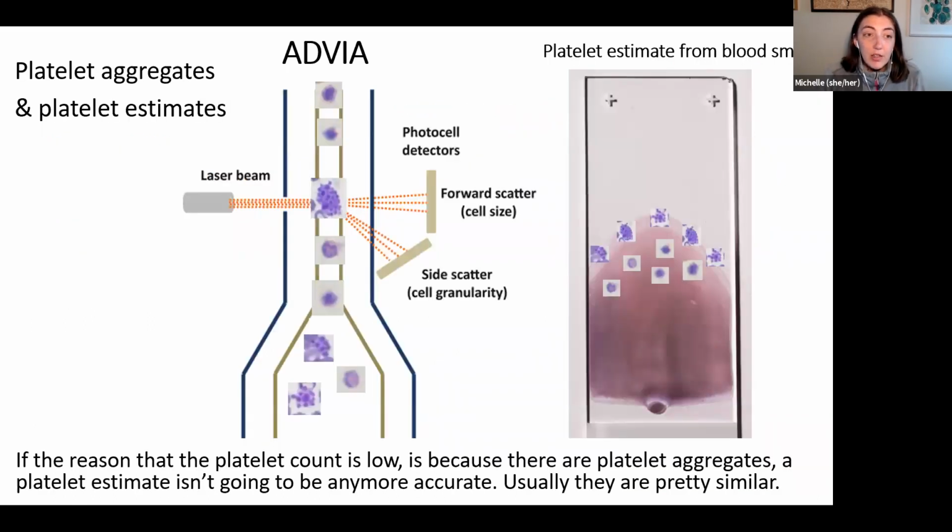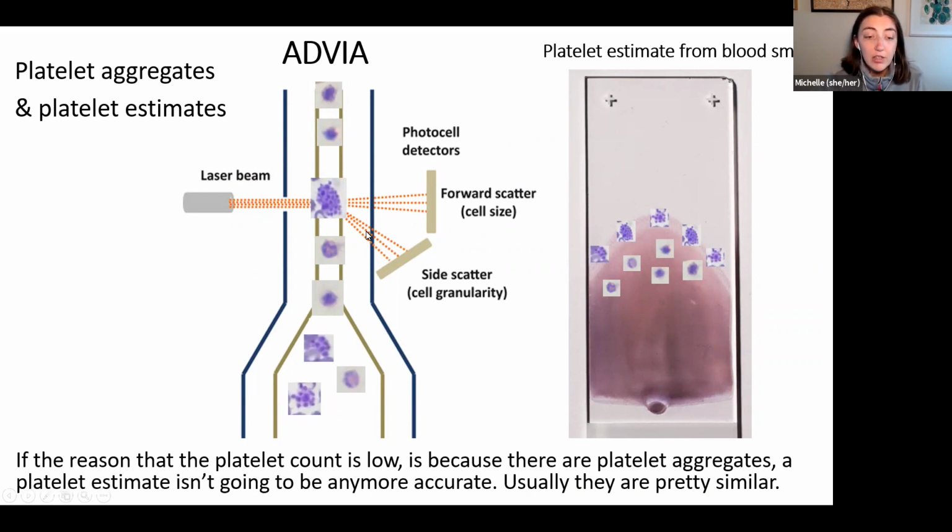Another thing that we get asked to do a lot is a manual platelet count. If the reason that your platelet count is low on the ADVIA is because of platelet aggregates, which we've noted, then it's also going to be low in the platelet estimate from the blood smear.